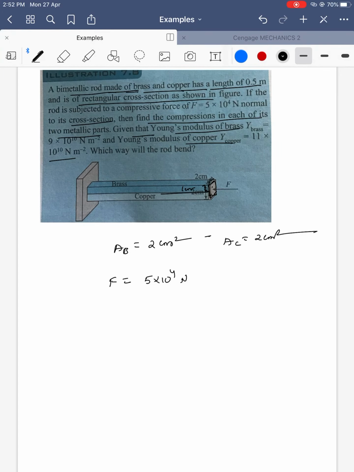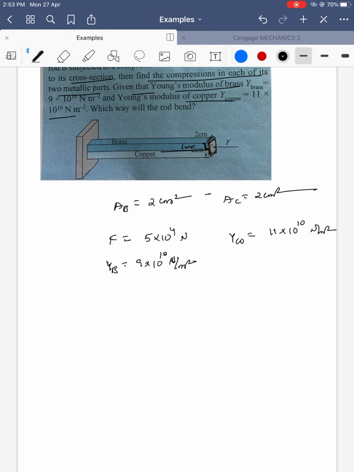Y of brass is given as 9 into 10 power 10 Newton per meter square. Y of copper is equal to 11 into 10 power 10 Newton per meter square. Okay, in which way will the rod bend? First calculate delta L1. Delta L1 is equal to, first in brass, F into L by A into Y.